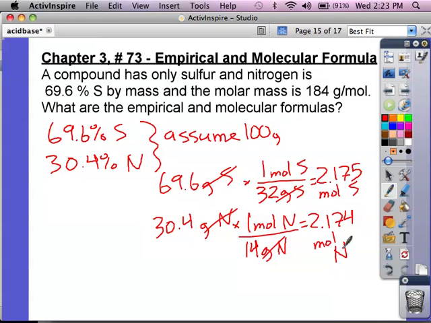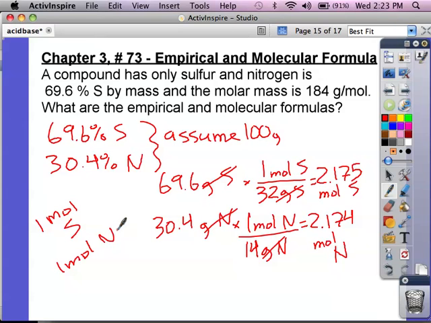Now, at this point, hopefully they're like this problem, where if you look at this, you can tell right away that they're going to be in a 1-to-1 mole ratio. We have nearly the exact same amount of moles present in 100 grams of this substance. So we know that our ratio is going to be, for every 1 mole of sulfur, we have 1 mole of nitrogen. Our ratio is 1-to-1.